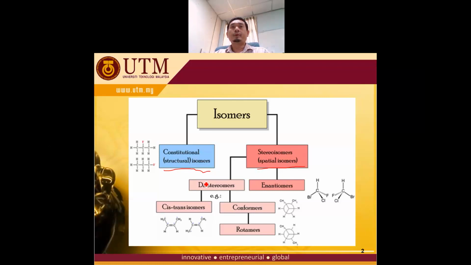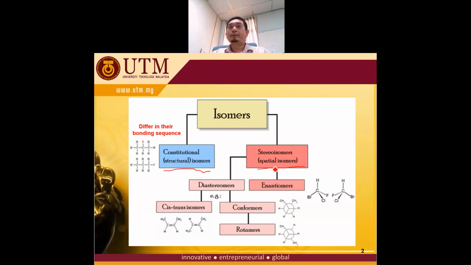There are two different types. The first one differs in their bonding sequence. If you look at these two examples, if you count the number of carbon, hydrogen, and fluorine, they are exactly the same between these two compounds, but they differ in bonding sequence. For example, the first one is carbon, carbon, and then fluorine, but the second one is fluorine, carbon, carbon. So this is an obvious difference between these two.